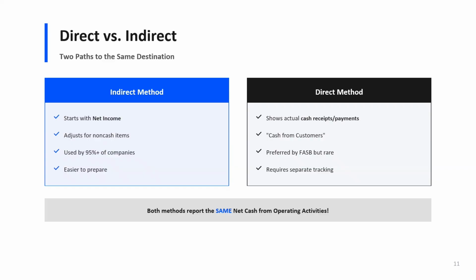95% of the companies use the indirect method. And in the exam, you are going to see questions mostly related to indirect methods. How does it work? Basically in the indirect method, we start with the net income. Then we make some adjustments for non-cash items. And then in the end, we reach the number. For the direct method, we basically start with the actual cash receipts and payments. We get cash from customers, and then see how we reach the number. The direct method is much more detailed, and FASB prefers this, but it's not always logical to use this one, so mostly we are going to see the indirect method.